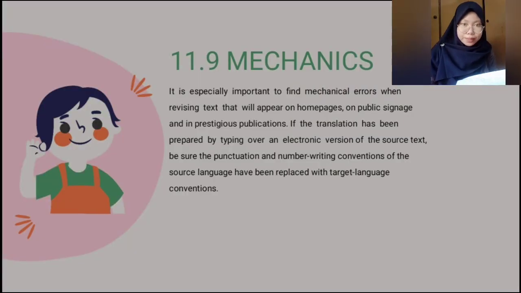Okay, and next, mechanics. It is especially important to find mechanical errors when revising text that will appear on a homepage, on public signage, or in a prestigious publication. And if the translation has been prepared by typing over an electronic version of the source text, be sure that punctuation and number writing conventions of the source language have been replaced with target language conventions.